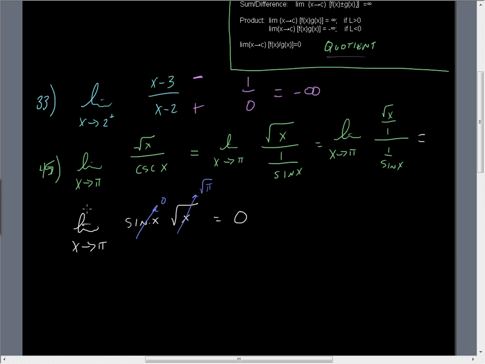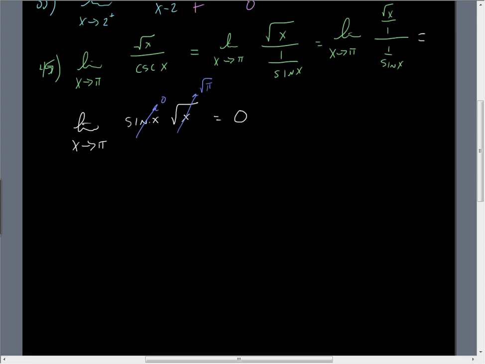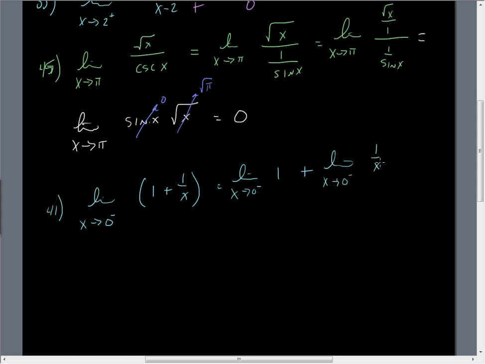For an example of an addition or subtraction, let's take a look at number 41. We are going to take the limit as x approaches 0 from the left of 1 plus 1 over x. So that means this is the limit as x approaches 0 from the left of 1 plus the limit as x approaches 0 from the left of 1 over x. We're approaching it from the negative side, so x is going to be negative. As you move smaller and smaller, this number is going to get bigger and bigger, and so this is going to shoot off towards negative infinity.